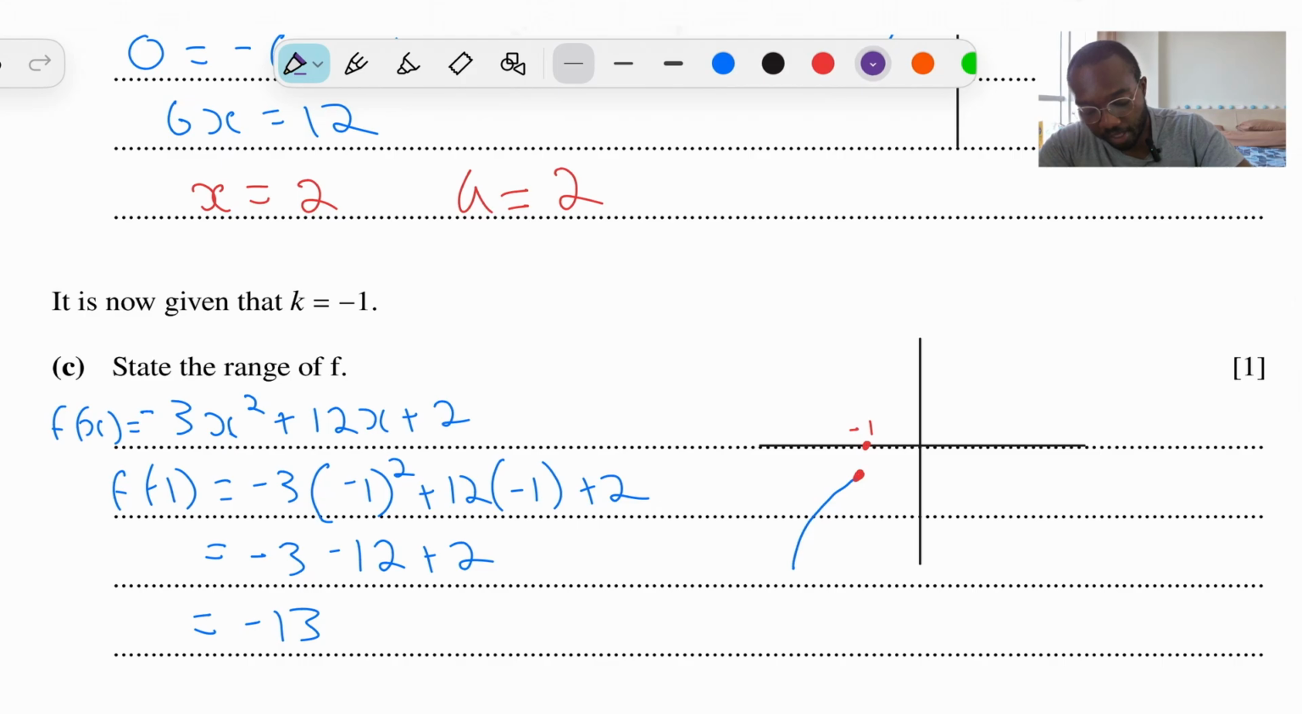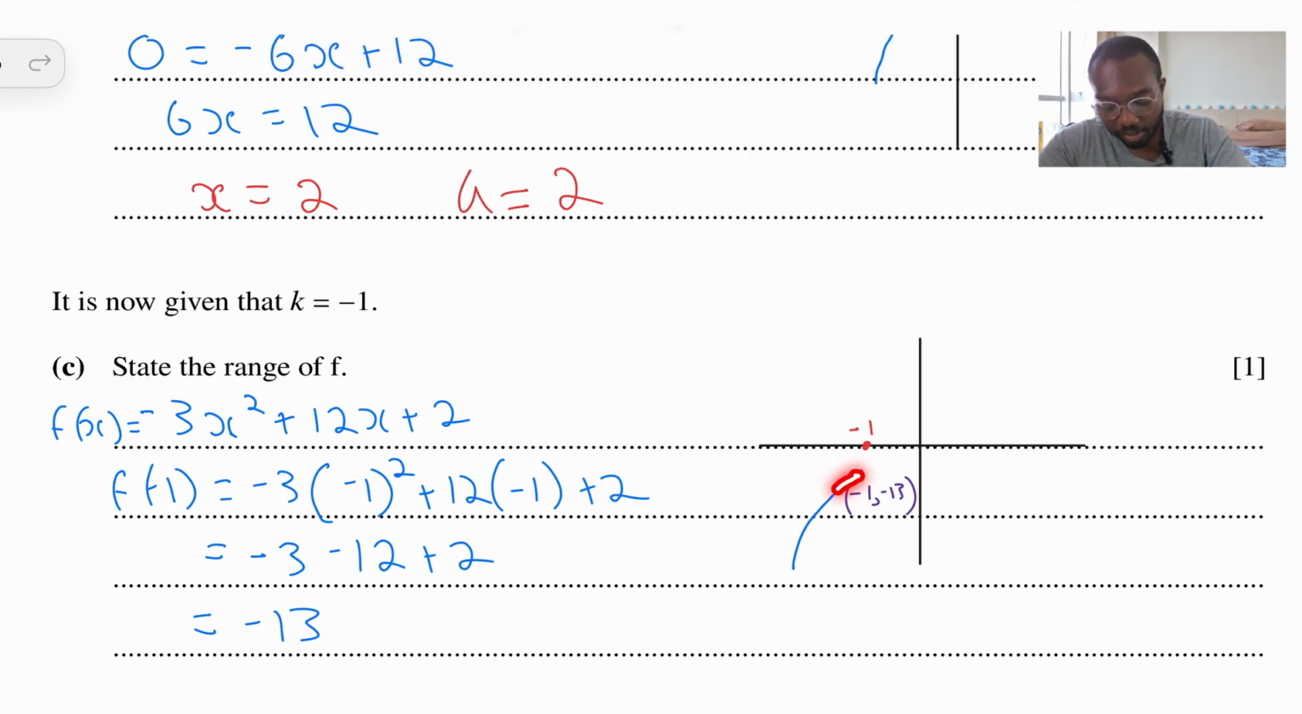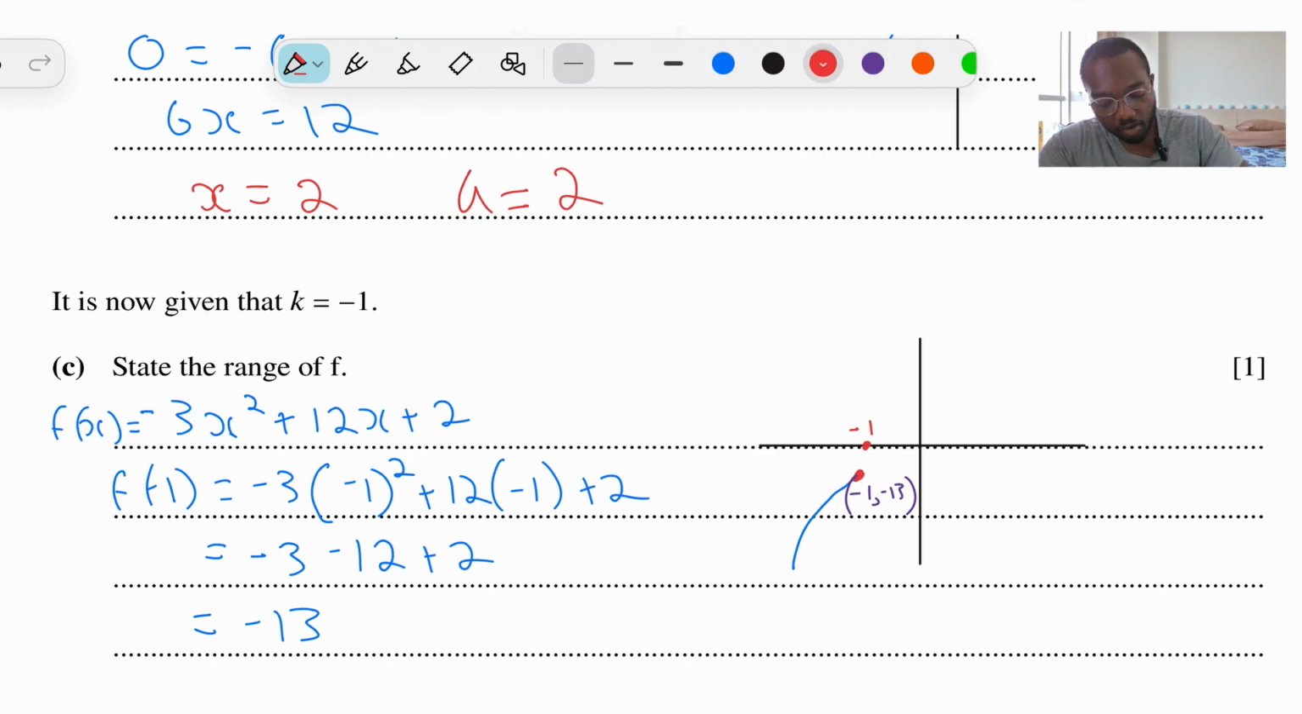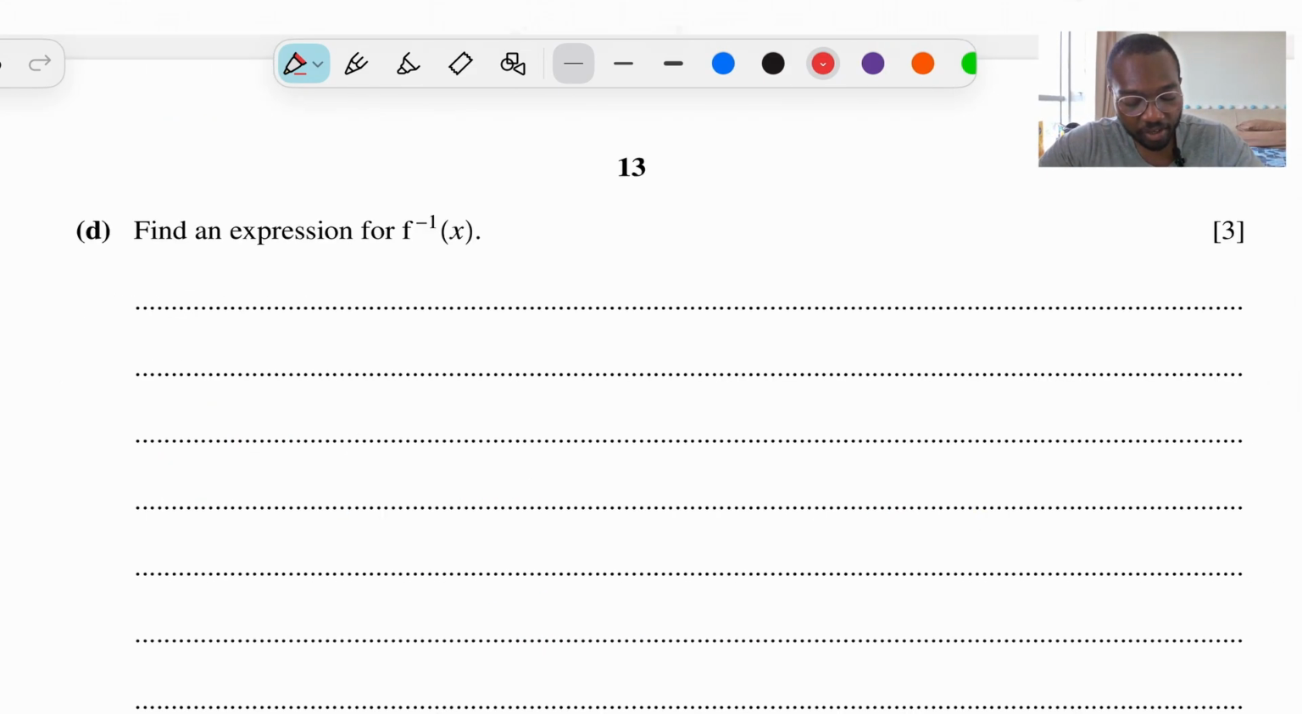So the coordinate here is minus 1, minus 13. If we want the range, for the y values, it would be all values less than minus 13. You can see it's going to go down towards infinity, but it will never be bigger than minus 13. Therefore, the range is simply f of x less than or equal to minus 13.